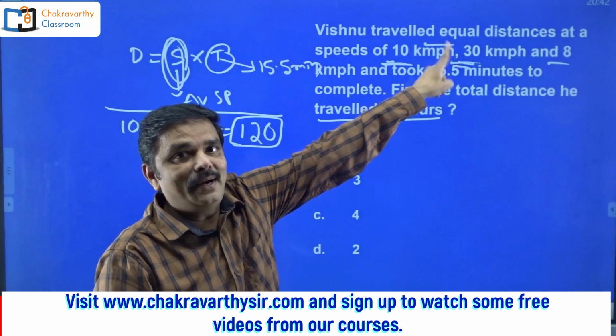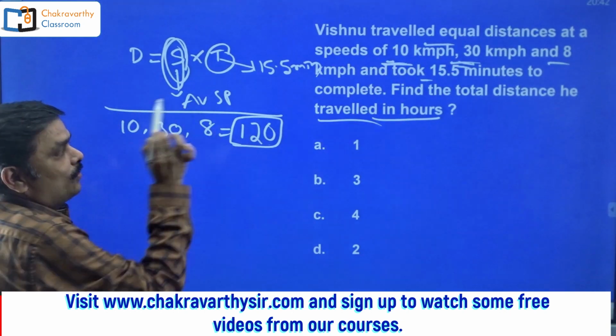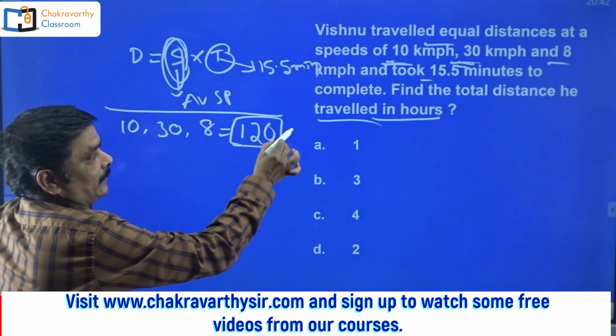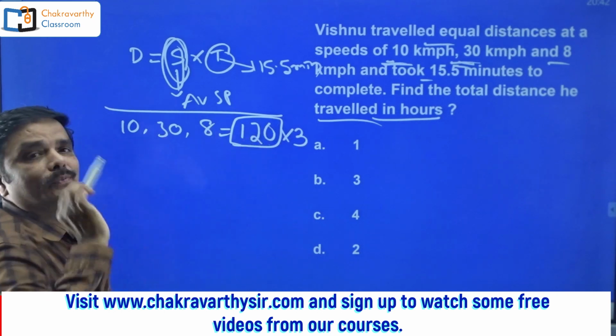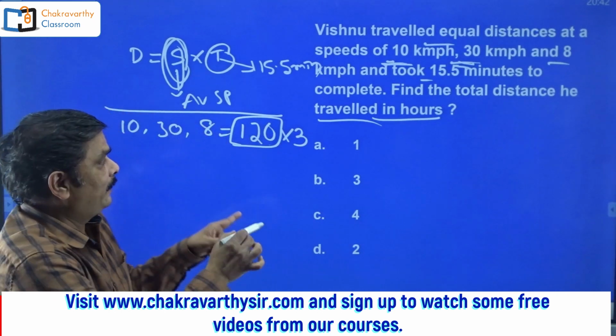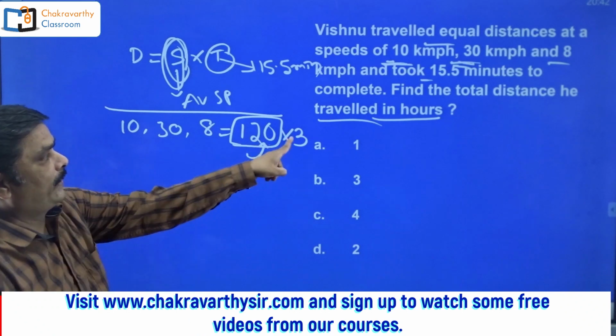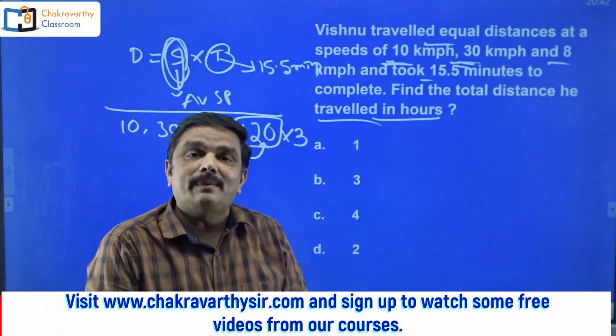3 times that is there, right? 1 time distance is 120. 3 times that is into 3. Simple. First let us calculate for 120, then finally we will go for into 3.